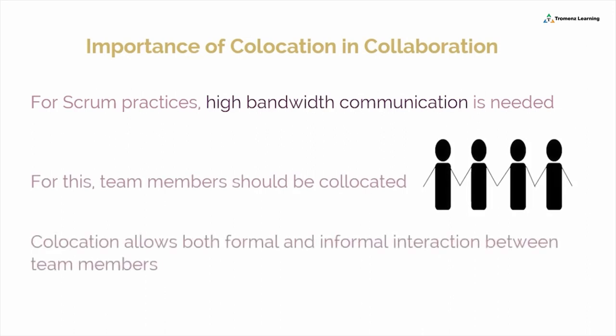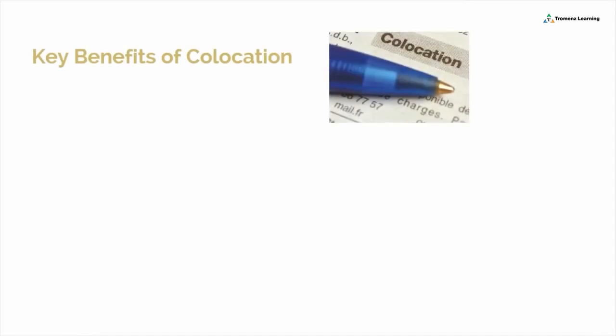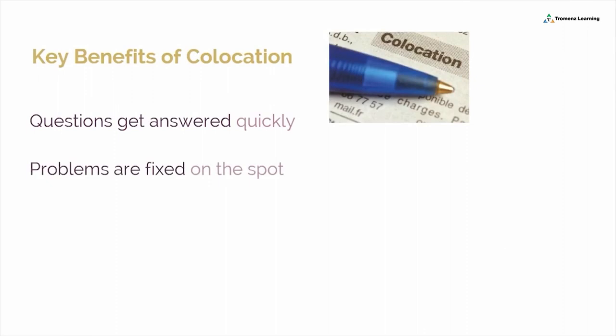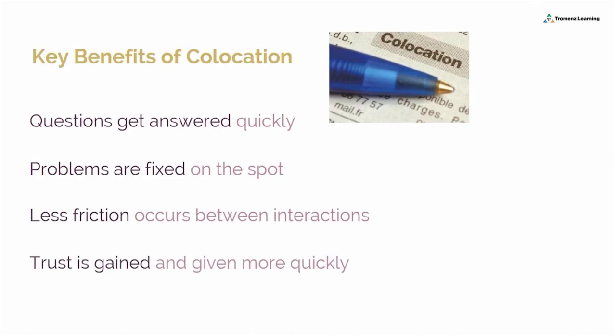Co-location allows both formal and informal interactions between team members. This provides the advantage of having team members always at hand for coordination, problem solving, and learning. One of the key benefits of co-location is that it allows questions to get answered quickly. Another benefit is that problems are fixed on the spot. With co-location, less friction occurs between interactions. In collaborative, co-located teams, trust is gained and given more quickly.